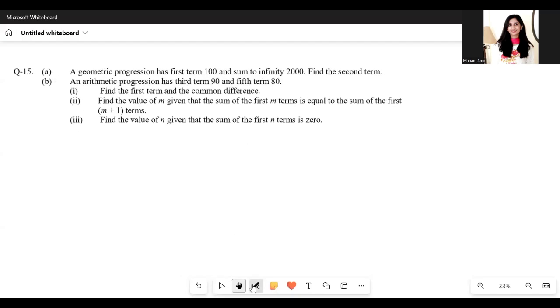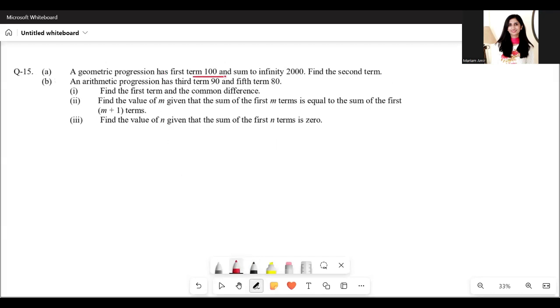Question: A geometric progression has the first term 100, so A is 100, and the sum to infinity is 2000. Find the second term. Okay.